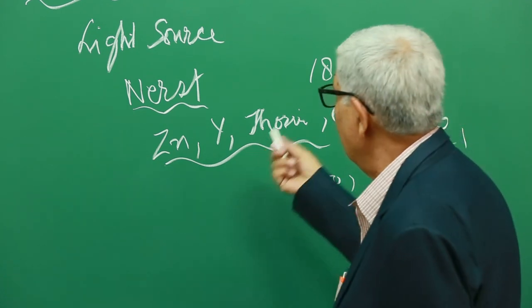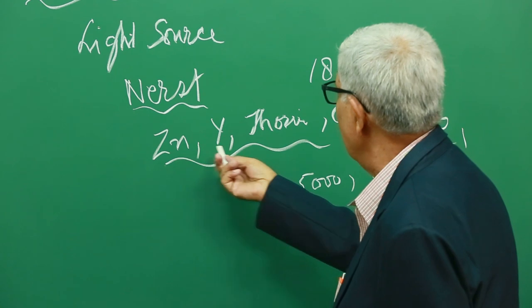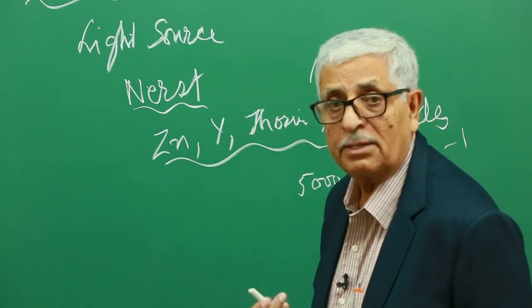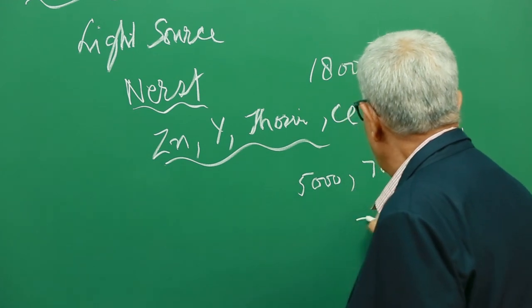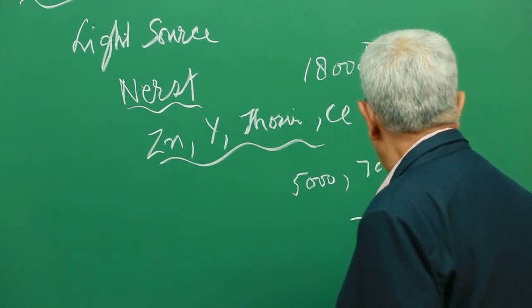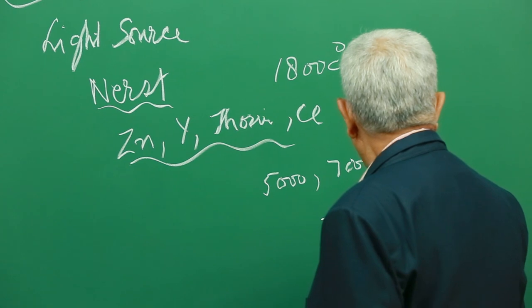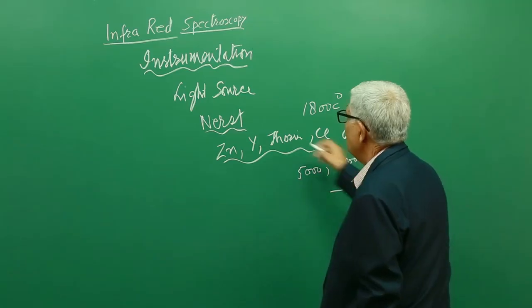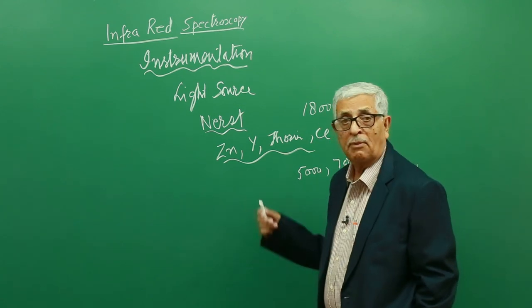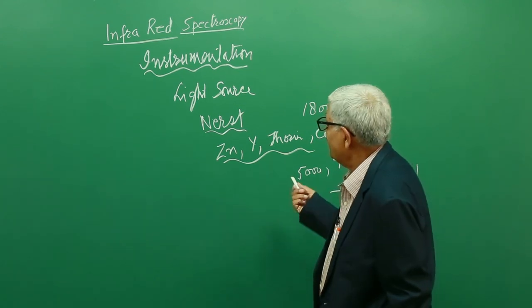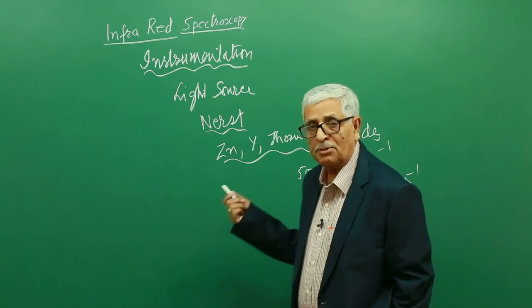And the beauty of the Nernst method is that these ceramic materials, the oxides of zirconium, yttrium or thorium, go down to a few hundred, even up to 650 centimeters inverse. This is the light source that we use these days. This is most important.